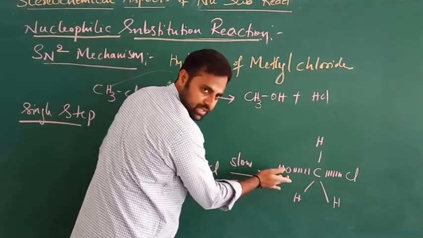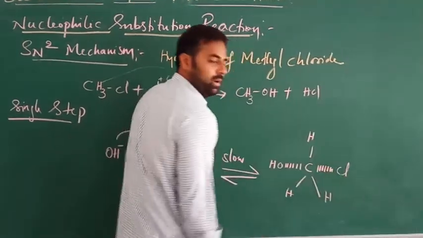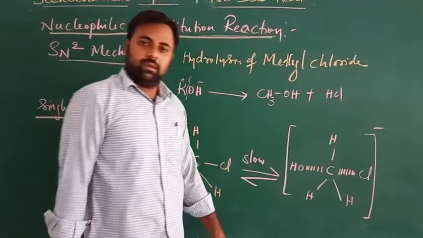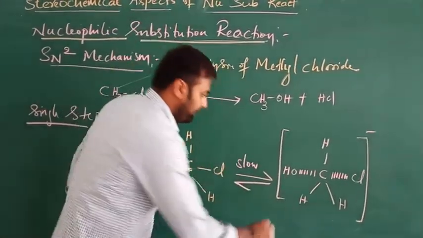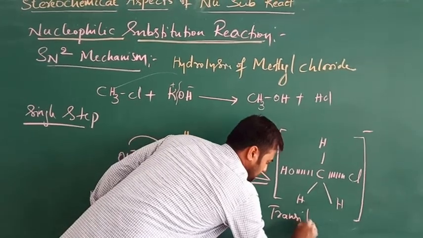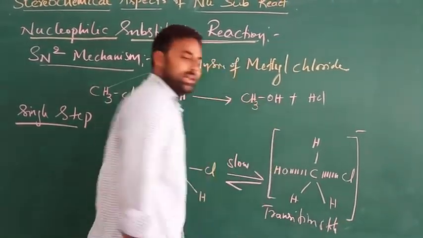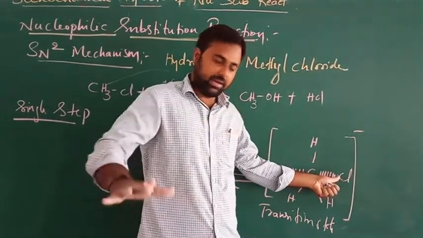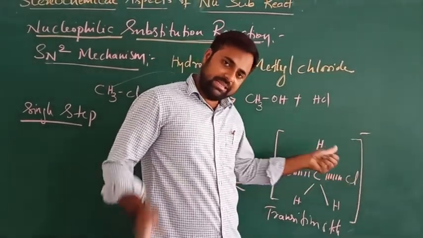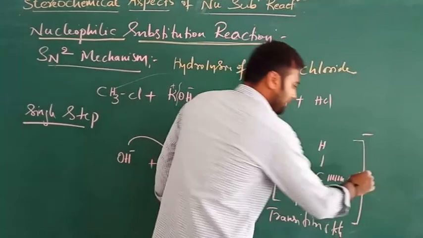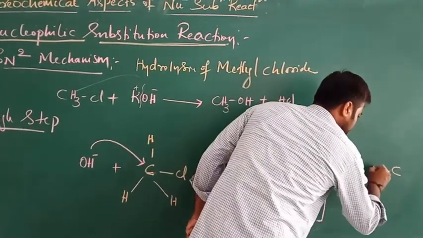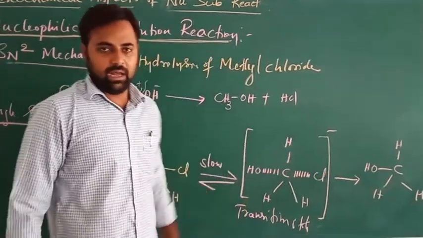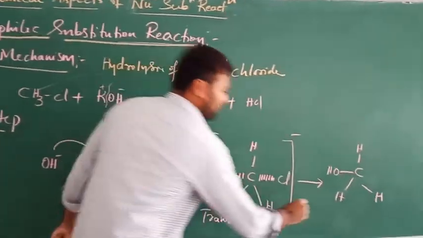The formation of the C-OH bond and the cleavage of the C-Cl bond will take place simultaneously, and that state is called the transition state. This is called what? Transition state. This state is very unstable and leads to the formation of product. Finally, the C-Cl bond is going to break, cleavage of the C-Cl bond takes place. At the same time, the C-OH bond will form, which gives the product, a methyl alcohol, or simply we call it methanol.